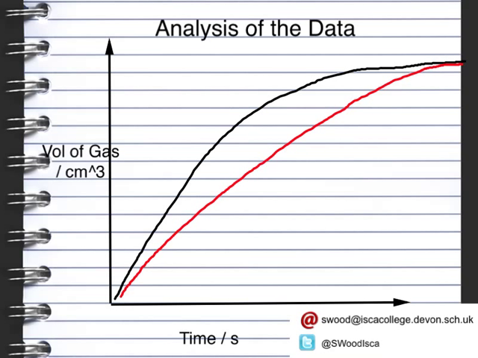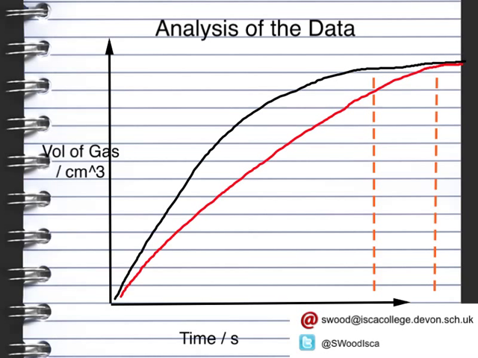So along this line here, this is where we actually get to 62 centimetres cubed, and that's where the limiting reactant actually finishes. The other thing we can see is at this point here, that's when the first reaction finished, and then at this point here is when the second reaction finished. So we can see that we've got two different times at the two different temperatures.